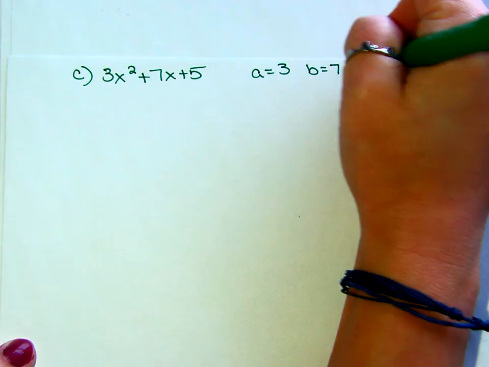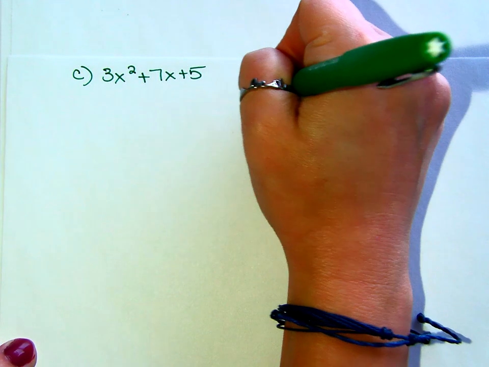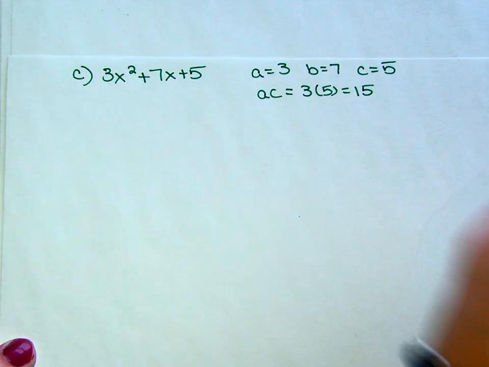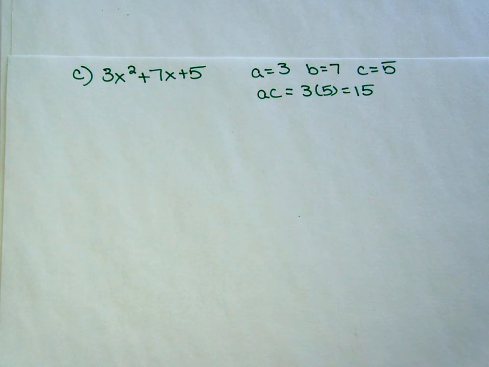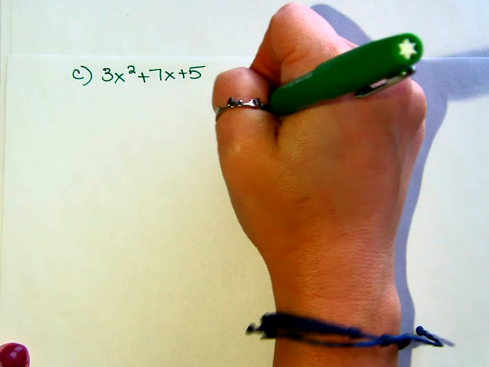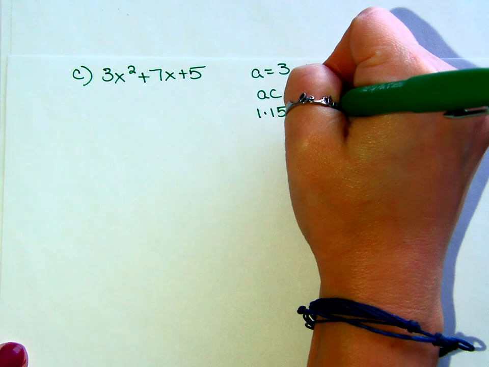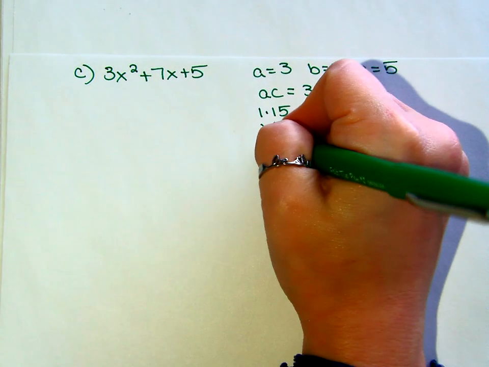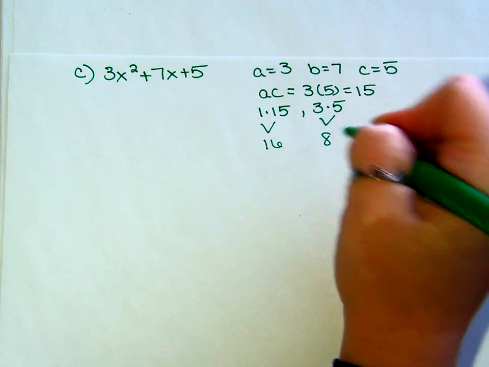So A times C would be 3 times 5, which is 15. So this one's actually really nice because there's only a couple factors of 15. 15 is 1 times 15 or 3 times 5. There's no other factors for 15. So this is nice because I'm trying to find factors of 15 that would add together to give me 7. But when I add 1 and 15 together, I get 16. When I add 3 and 5 together, I get 8. Neither of those are 7. That's how I know it's prime.